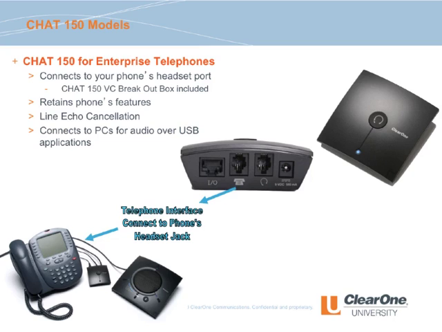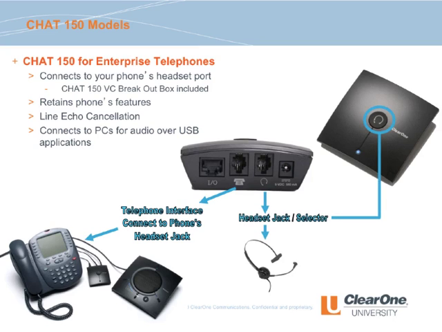Connection to your phone is as simple as connecting the Chat telephone breakout box directly to your telephone's headset port with the provided cable. If you already are using a headset and want to maintain that option, simply connect your headset to the headset port on the breakout box and use the headset button on the top of the breakout box to toggle between the Chat150 and your headset.